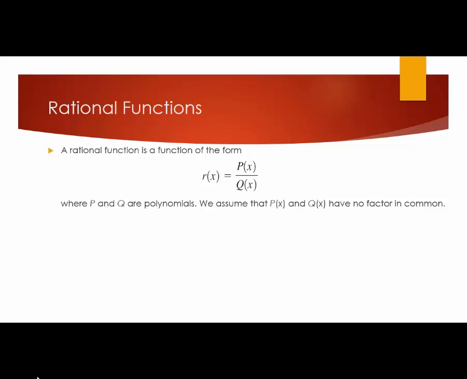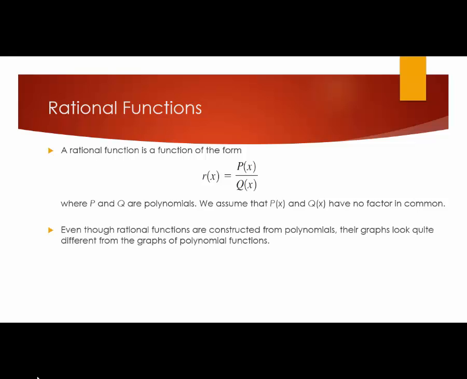a rational function. A rational function is of the form r of x equals p of x over q of x, where p and q are polynomials. To simplify things a little bit, we'll assume p and q have no factor in common, which would just mean that that rational expression is simplified. There's no factor we can cancel out. We'll address a little bit through some homework what might happen if there is a common factor.